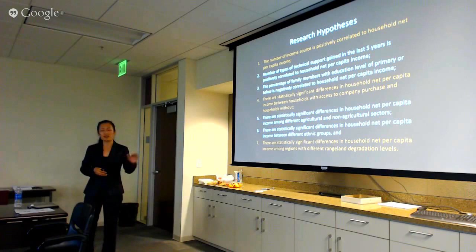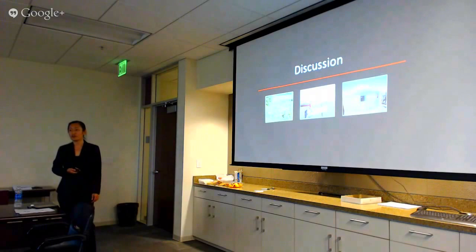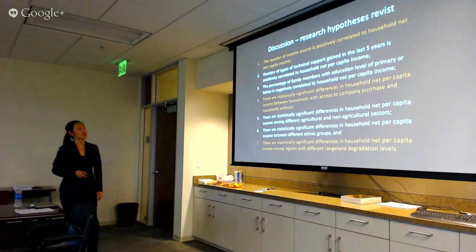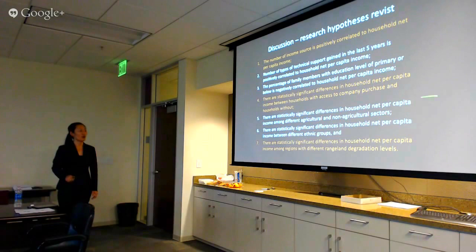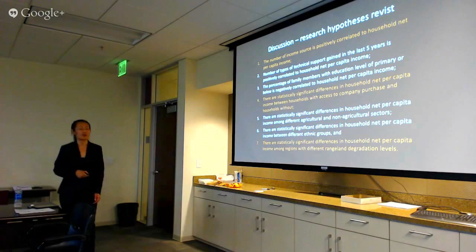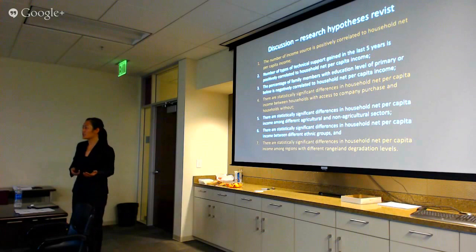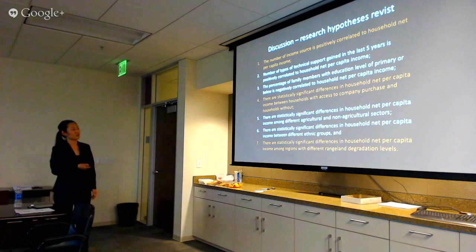Now, let's have a brief discussion. Well, back to my research hypothesis. I'm very interested in finding out why 5 and 6 did not happen in my research, because if we go back to that graph, we did see amazing differences. So I want to explore it a little bit more.